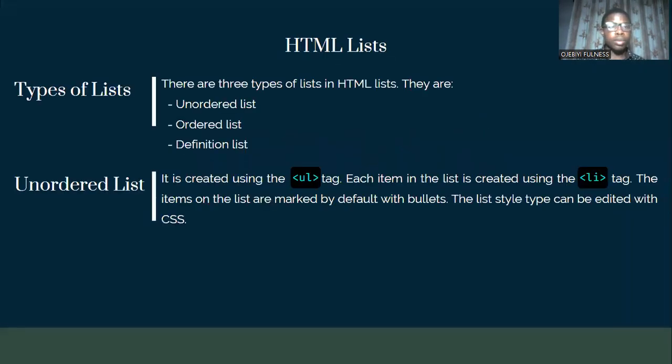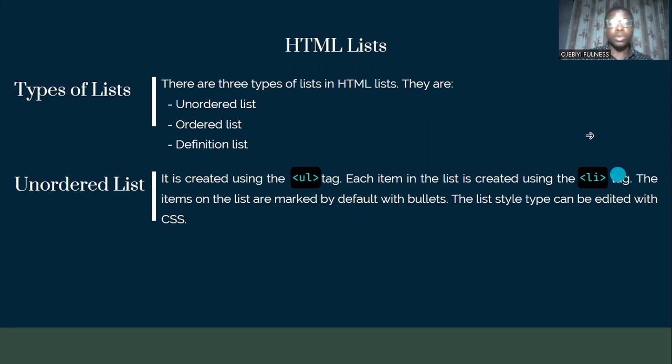So we have three types of lists in HTML, and they are unordered list, the ordered list, and definition list. So let's consider them one by one. So our unordered list is created using the UL tag. Each item in the list is created using the li tag, and the items on the list are marked by default with bullets. The list type can be edited with CSS. So yeah, that's how our unordered list is. So when you have your unordered list, they are marked by bullets.